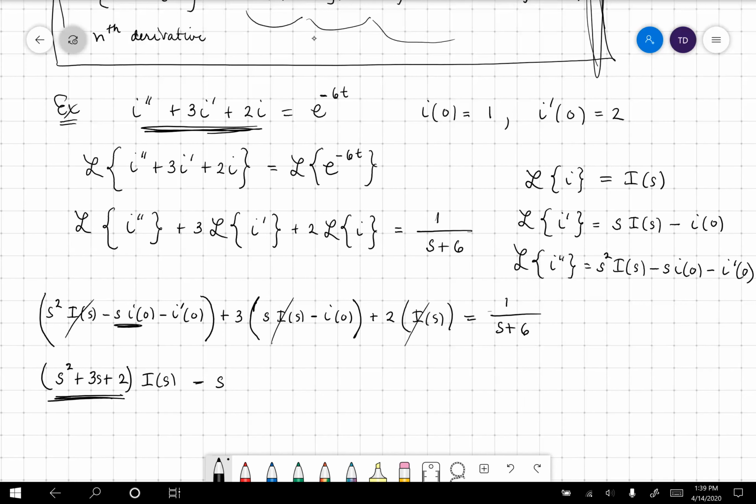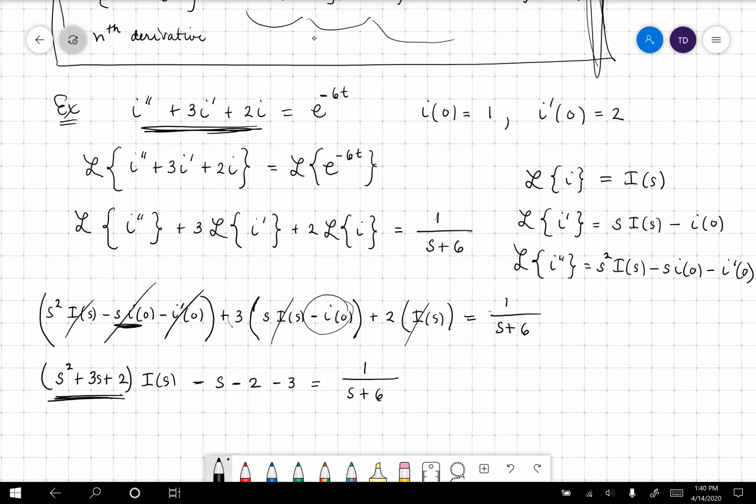So minus s for that one, got that one. This term, i prime at 0 is 2, minus 2, got that one. And then this one is minus i at 0 times 3. So i at 0 is 1 times 3 is minus 3. And all of that equals 1 over s plus 6.